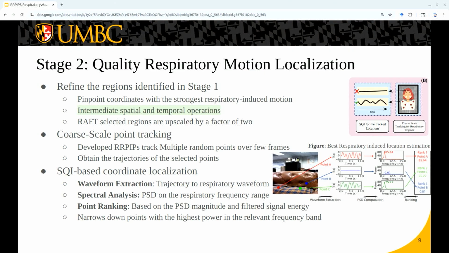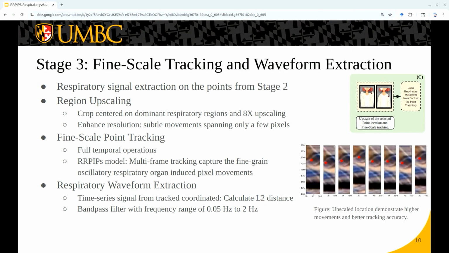And finally, we take these points for stage 3, where we upscale each of the points by 8 times to find this motion in higher resolution, and we use our same RPIPS model. Like we said, our RPIPS model is capable of multi-scale tracking, so it can track 1 to 2 pixels with some certainty. Meanwhile, for higher resolution, it can track with higher certainty. So we use the same RPIPS model to track this upscaled region for breathing patterns.